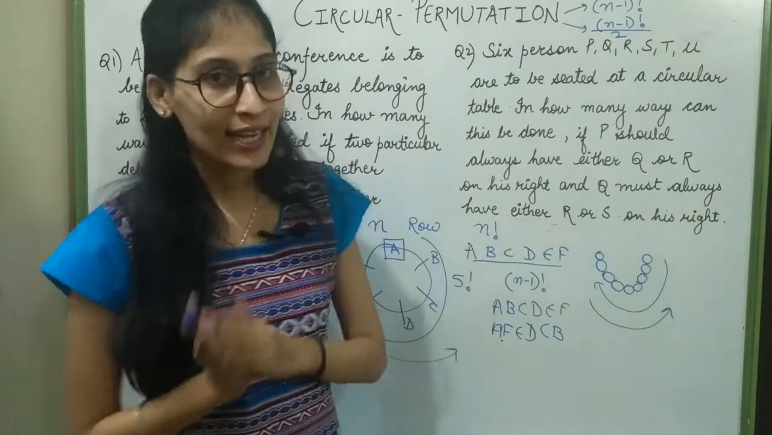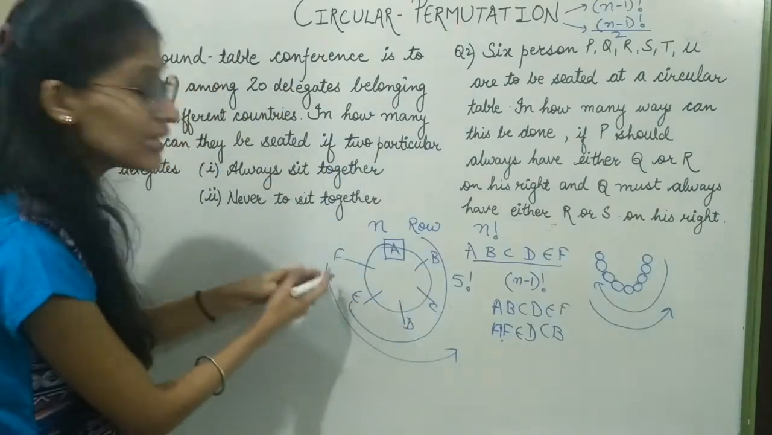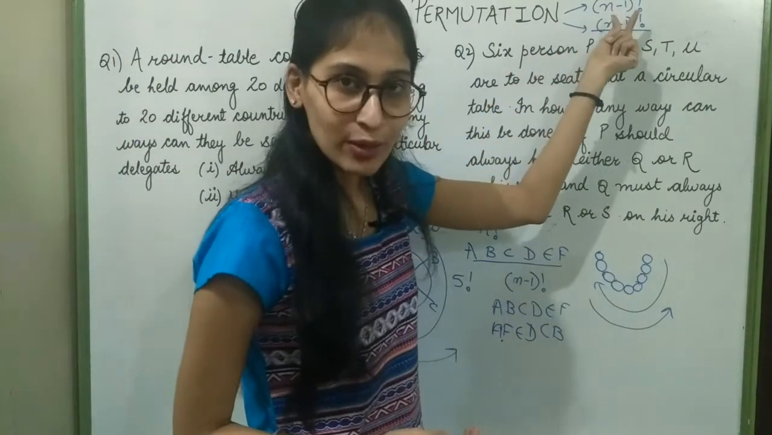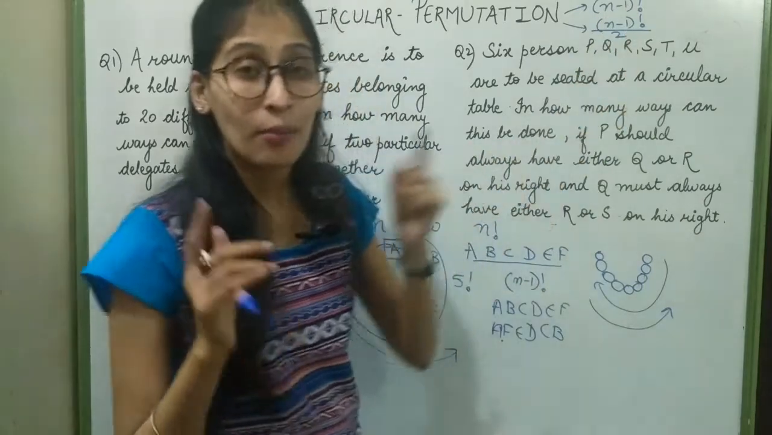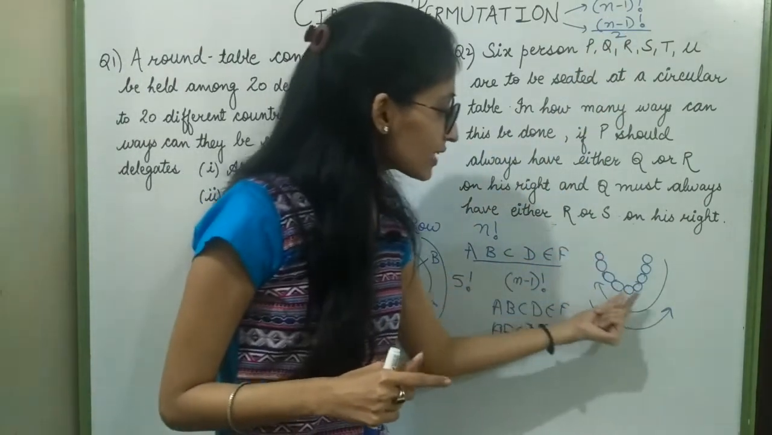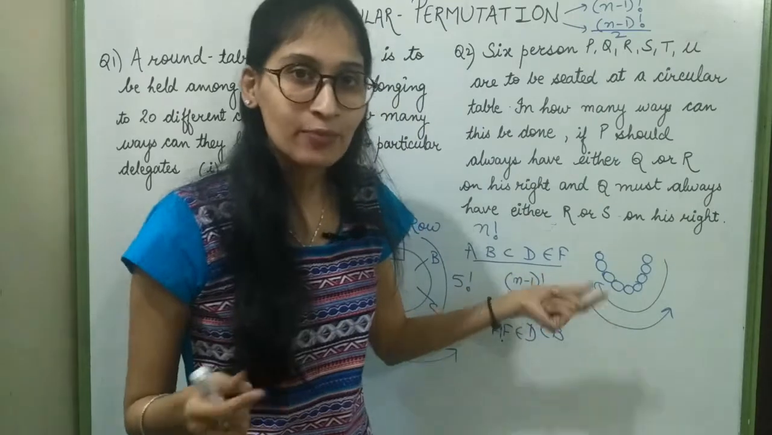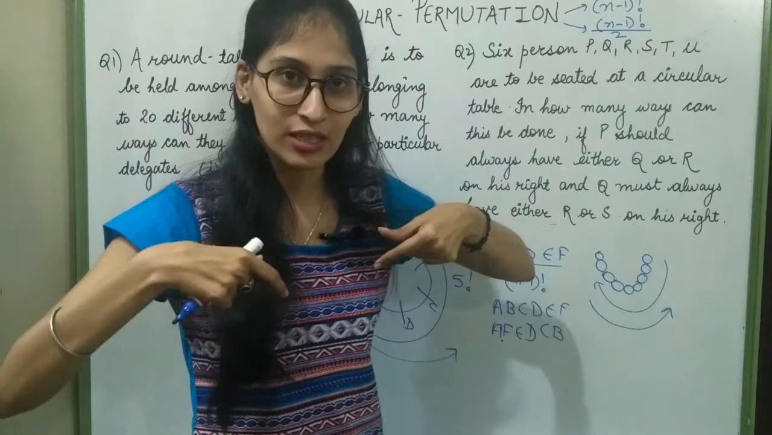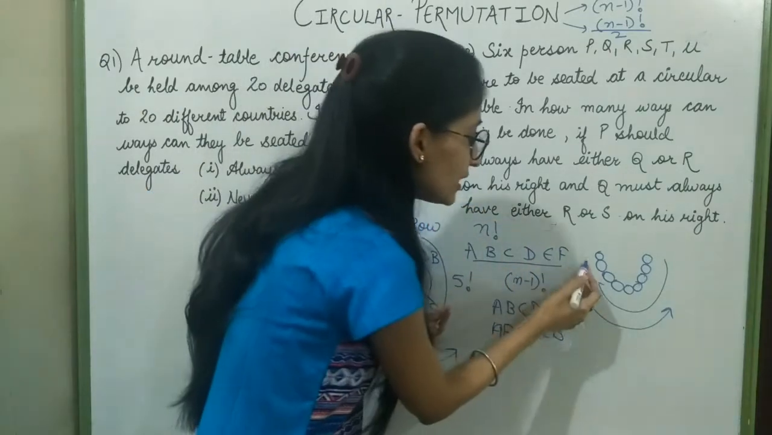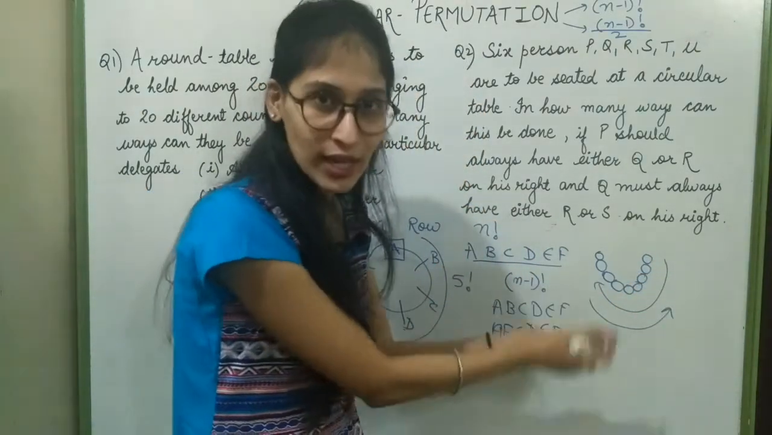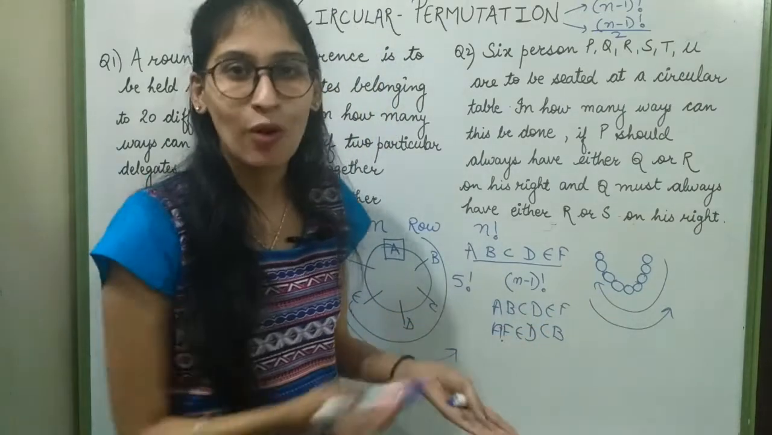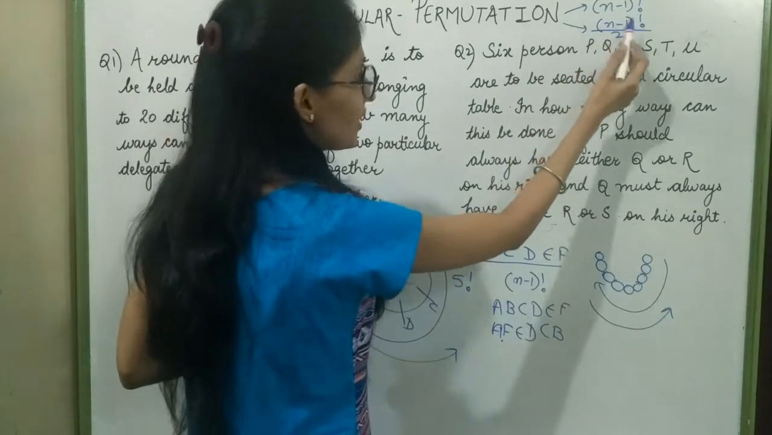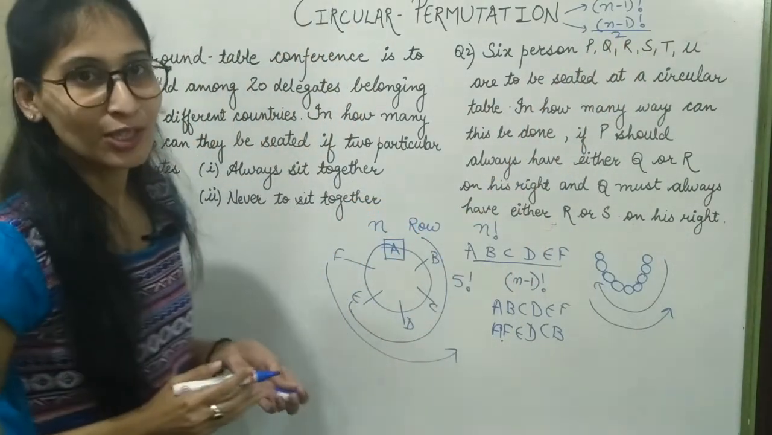When the clockwise and anti-clockwise positions are giving me different arrangements, I am going to use n minus 1 factorial to arrange the persons. But in the case of a necklace, where the beads are the same, whether I wear the necklace like this or if I reverse it and wear it, the beads will be the same. So here clockwise and anti-clockwise is not making any difference. So in this case, the formula will be n minus 1 factorial upon 2.